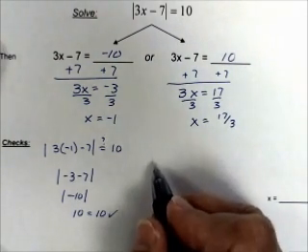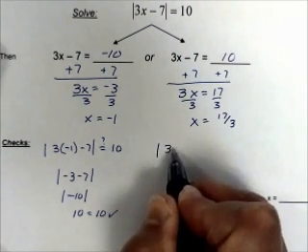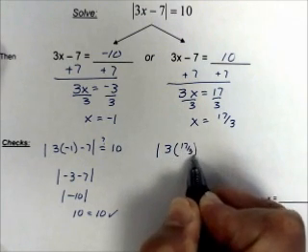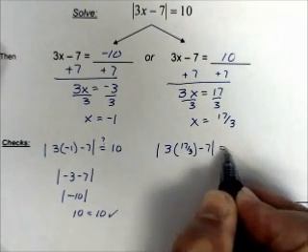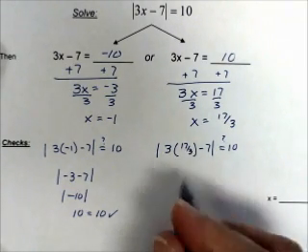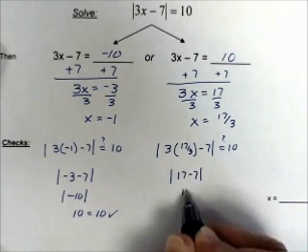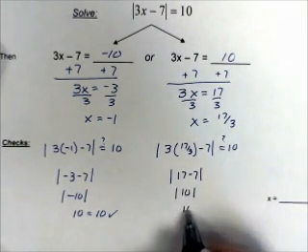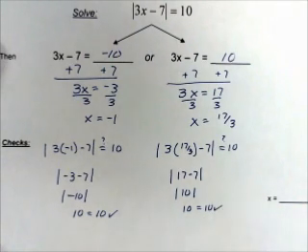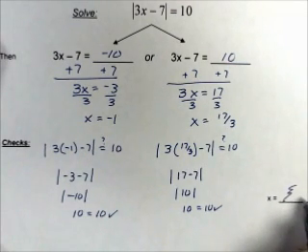That checks. Now checking 17/3. The absolute value of 3 times 17/3 minus 7, does that equal 10? 3 times 17/3 is actually 17. Minus 7 is 10, and the absolute value of 10 is 10. So both values for x check. So our solution is, and we're using solution set notation, -1 and 17/3.